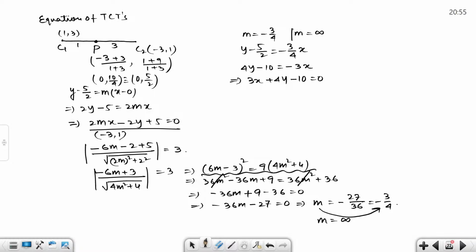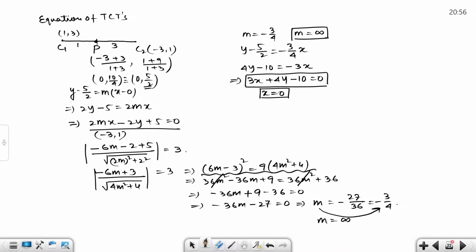And the other one is m is infinity. Since m is infinity, so what you will say? That it is parallel to the y-axis. Parallel to the y-axis means x is constant. Now the transverse common tangent is passing through point P, whose coordinate is (0, 5/2). As it is parallel to the y-axis, therefore x is constant. So the equation of the second transverse common tangent will be x equals 0. Is it clear?